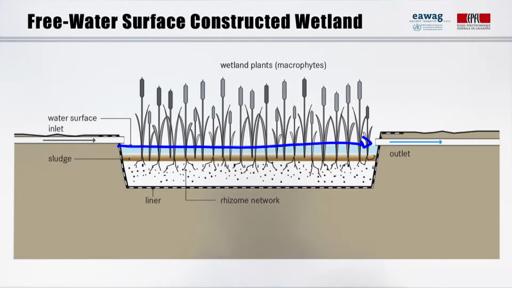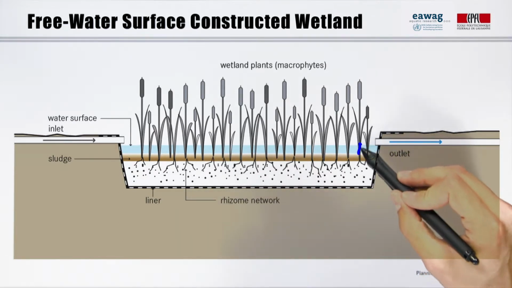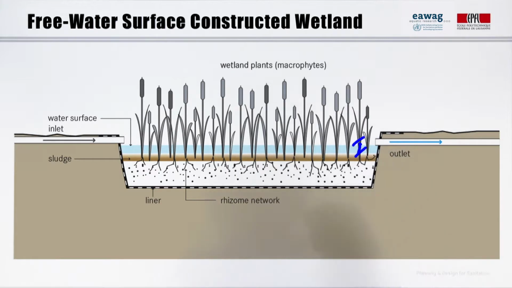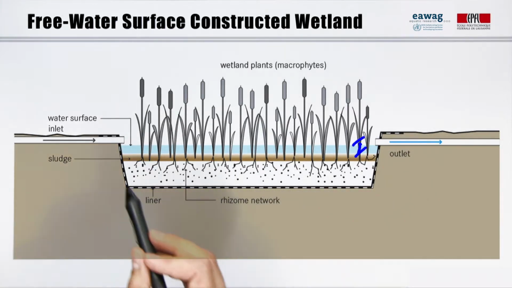This type of constructed wetland is commonly used as a polishing step after secondary or tertiary treatment processes. It is only appropriate for low-strength wastewater. This is a really important fact. The depth of the water is 10 to 45 centimeters above ground level. Wastewater needs to be well distributed at the inlet.